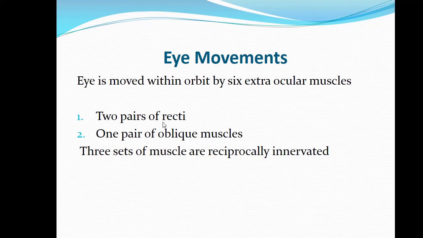These extraocular muscles are attached to the outer surface of the eyeball, and they are responsible for causing the eye movements. Remember that these muscles are reciprocally innervated. By reciprocal innervation, we mean that if one muscle of the pair is going to contract, the other muscle of the pair will be relaxed.